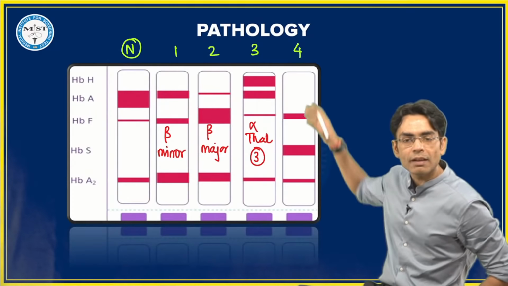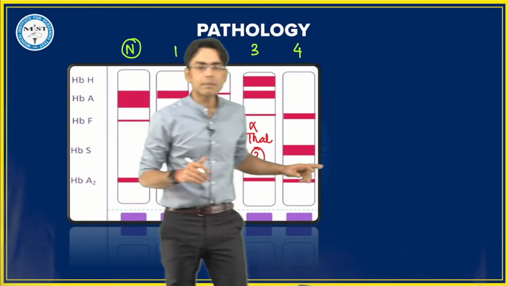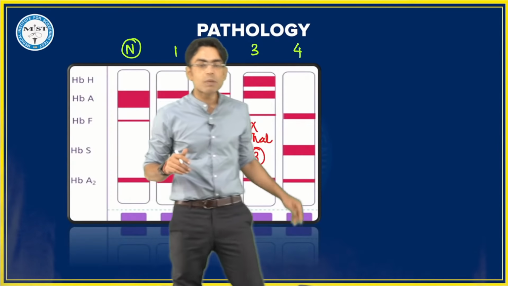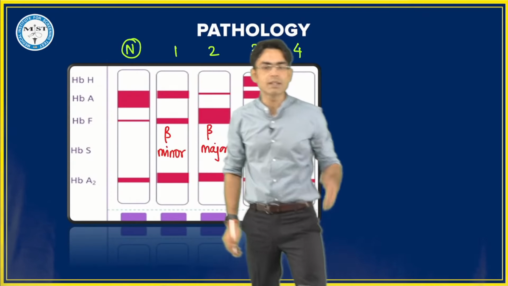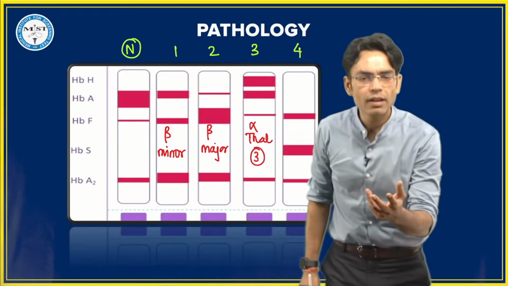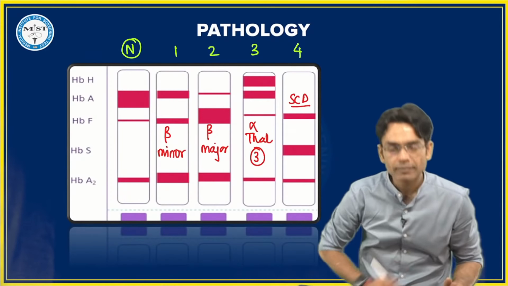And what is this last one? What is this gentleman suffering from? In this gentleman, this hemoglobin is coming up. What is this particular hemoglobin? This hemoglobin, beta, if you see, is hemoglobin S. So hemoglobin S is found. Sickle cell. So this is a patient of sickle cell disease. Okay?